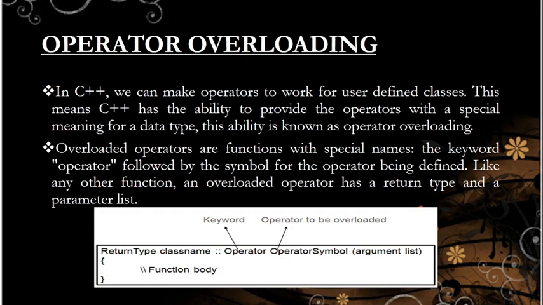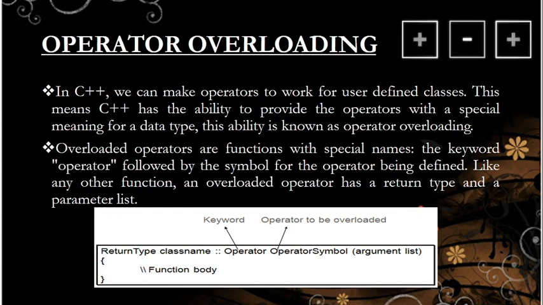In C++, we can make operators work for user-defined classes. This means C++ has the ability to provide the operators with a special meaning for a data type. This ability is known as operator overloading. Like I said, any operator can be overloaded. If I say plus, it will perform the addition operation. At the same time, the same plus can be used to define or call a member function. So it has a special keyword operator followed by a symbol for the operator being defined.